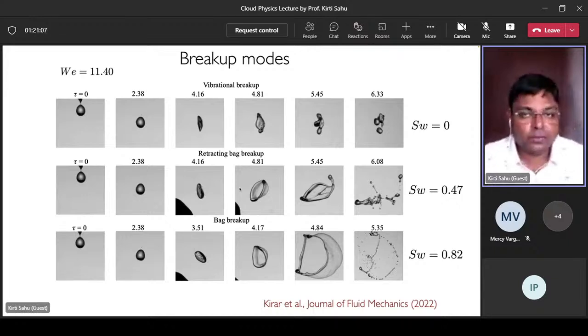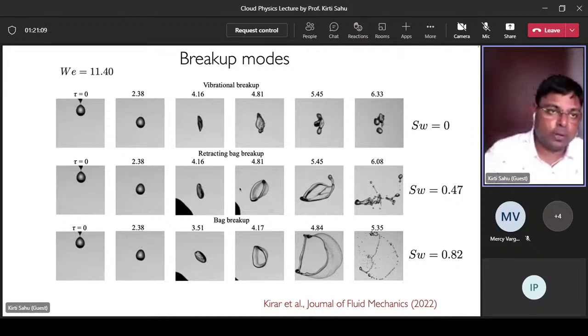This result shows a fixed Weber number of 11.40, and the results are shown for different swirl numbers. For swirl number 0, for these parameters, you can see that the droplet undergoes vibrational breakup modes. The droplet first forms a disk shape, and then the oscillations amplify, and it fragments into droplets of comparable size or larger droplets.